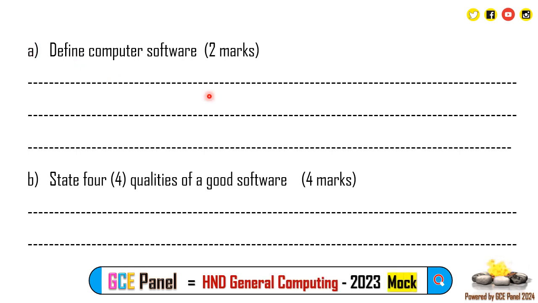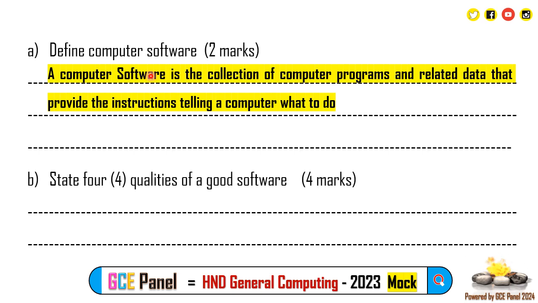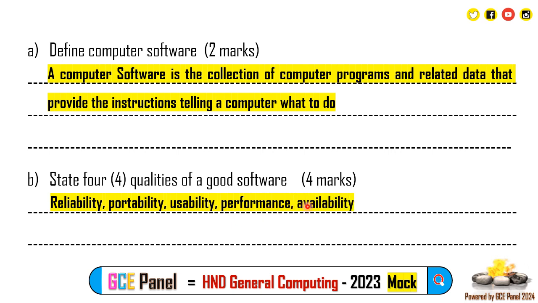So define computer software. A computer software is a collection of computer programs and related data that provides the instructions telling a computer what to do. 2 marks. State 4 qualities of a good software. A good software should be reliable, portable, usable, performant, and available. So we talk about reliability, portability, usability, performance, and availability.